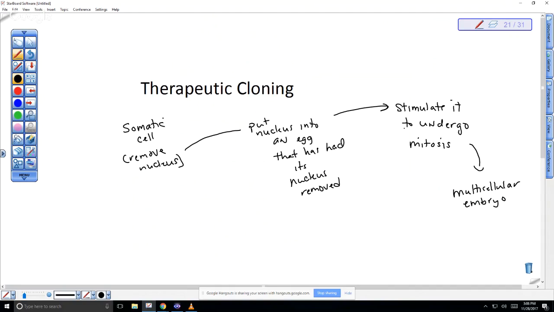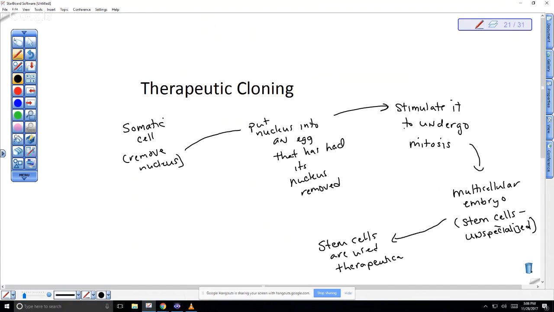Now, that embryo contains stem cells, and stem cells are unspecialized cells. So these are unspecialized, and they can be used to treat disease. I could use those stem cells and put them back into the person. So stem cells are used therapeutically to treat disease.